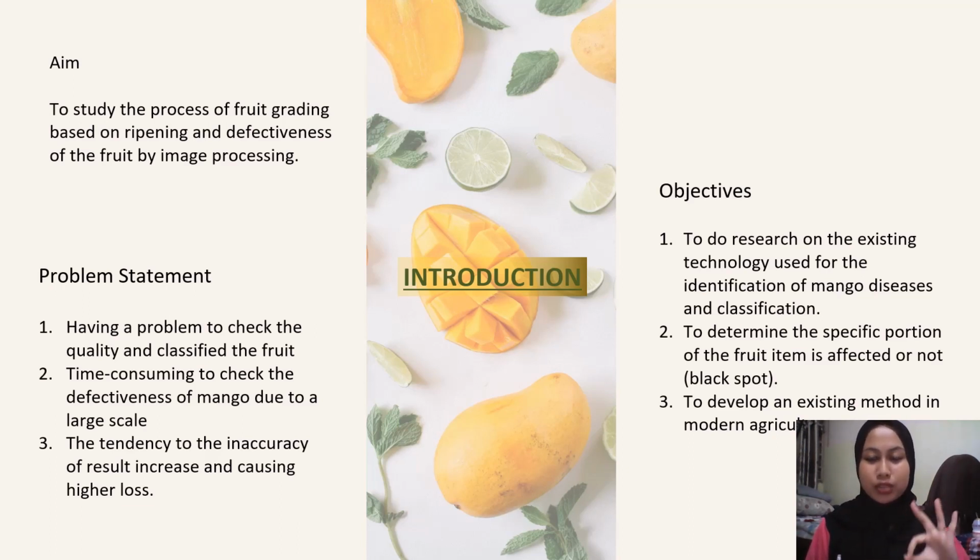There are three objectives for this experiment. The first one is to do research on the existing technology used for the identification of mango disease and classification, and also to determine whether the specific portion of the fruit item is affected or not by the black spot, and the last one is to develop an existing method in modern agriculture.